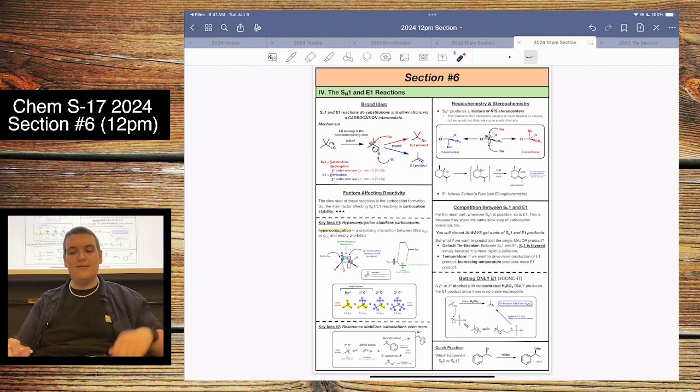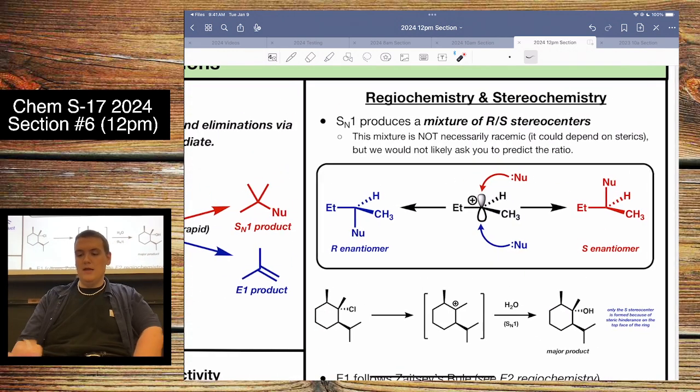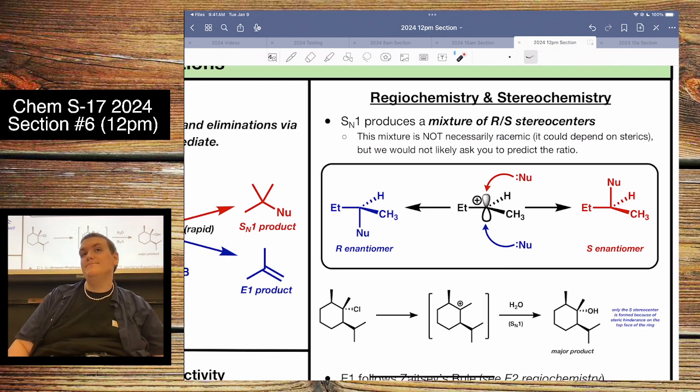Okay, I'm going to try to wrap this up fairly quickly and then get to the practice because that's going to be the more engaging part. We have to think about stereochemistry a little bit. Earlier, when we talked about SN2, the first thing that you should think is inversion.